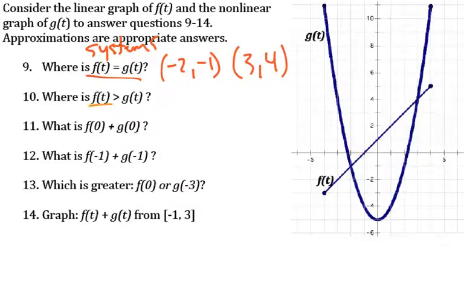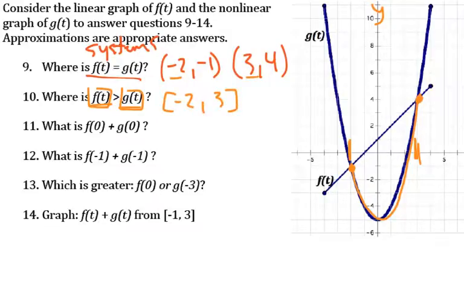Now, where is f of t greater than g of t? So in other words, where is f of t higher? Because that stands for the output, it means our y-axis. Well, at that intersection point, g of t is now below f of t until that other intersection point. So from the x value to the x value, the -2 to 3, is the interval where f of t is greater.